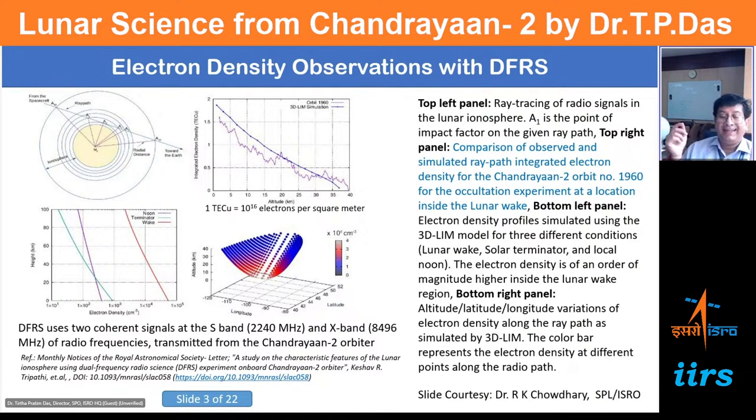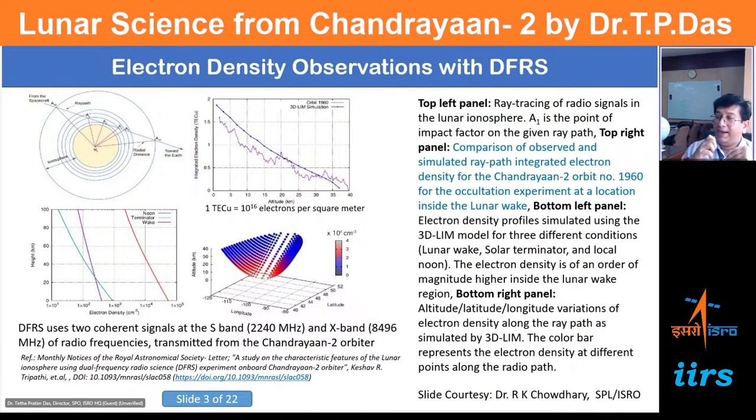Radio occultation is a technique used to probe the atmosphere or ionosphere of any celestial body. It could be a planet, it could be a natural satellite. So what do you measure in this experiment? The changes in the radio signal. To be more precise, the phase changes in the radio signal as it passes through the body's atmosphere or the ionosphere. Now, this Chandrayaan-2 dual frequency radio science experiment uses dual frequency.